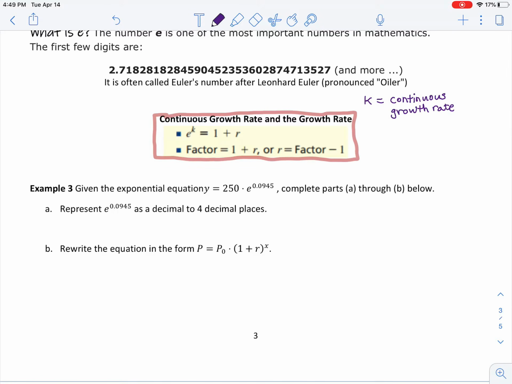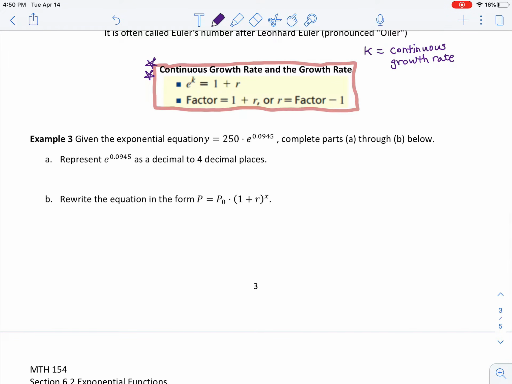Okay, so the first equation relates e to the k power, which is equal to 1 plus r. We'll use that first equation to go from the continuous rate to the regular rate, maybe annual rate or monthly rate, most likely annual rate. And the factor is either 1 plus r, or we can rewrite that as r equals factor minus 1. I'm just giving it to you right now, but we will come back and use these, okay?